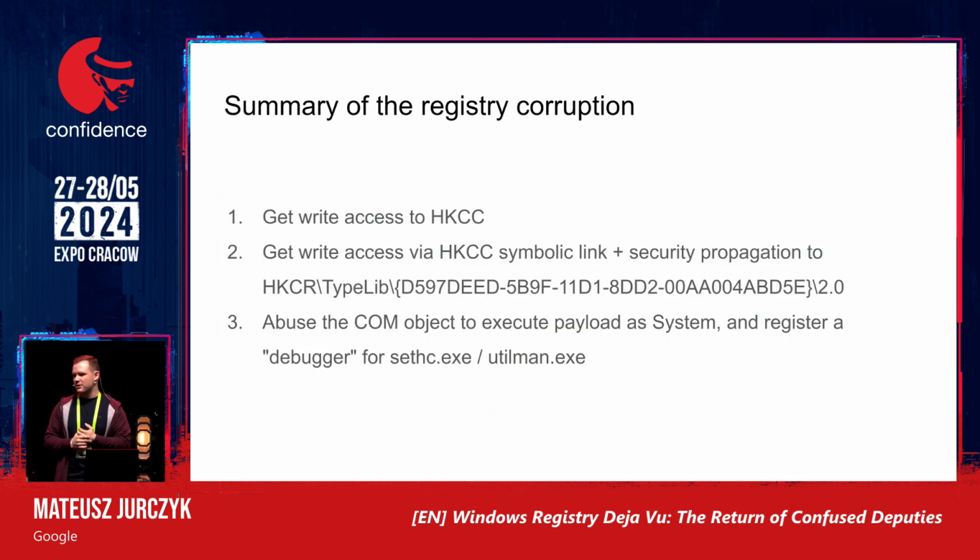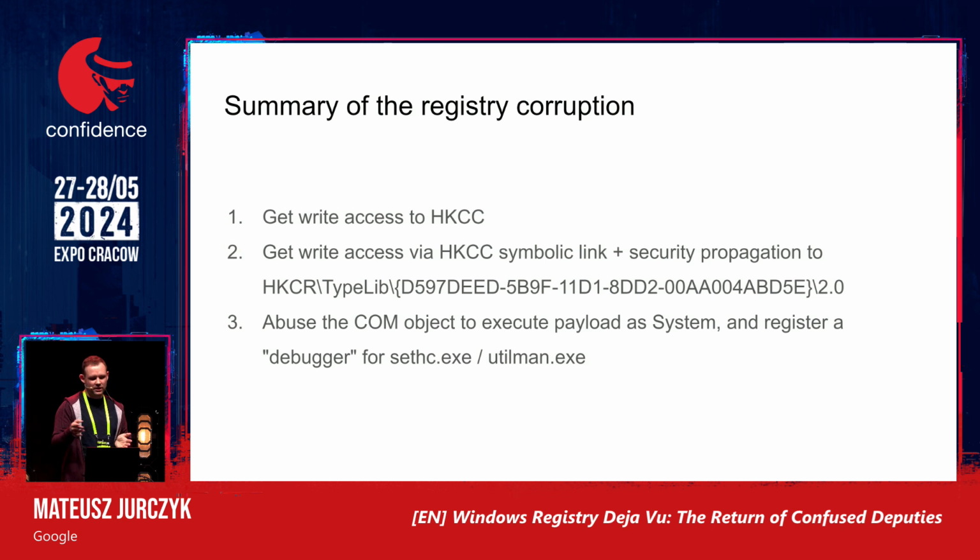So basically, the summary of the attack that I would imagine is that you first get write access to HKCC, and I chose HK current config over HK classes root because it's a much smaller key, so we can just use it in a way that the system doesn't even notice that we have corrupted something. So first we get access to HKCC, then we set the symbolic link, we re-trigger the bug, and we get write access to some HKCR typelib GUID key that is basically configuring a specific COM object that is being used by the system process.